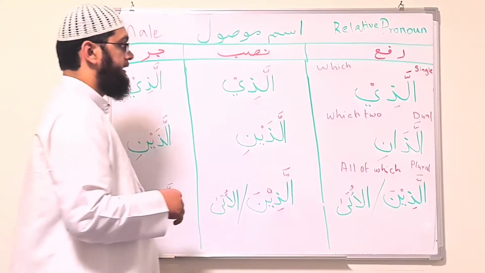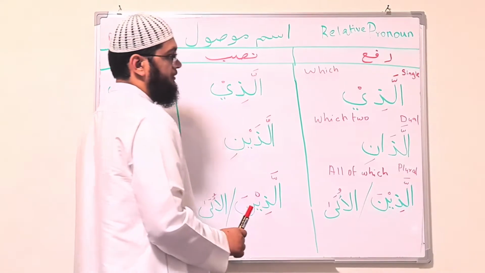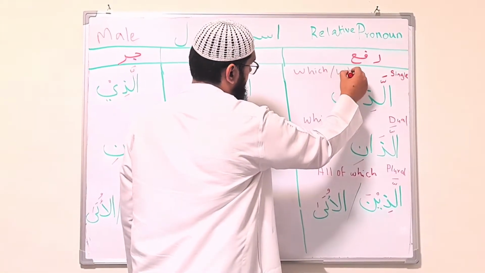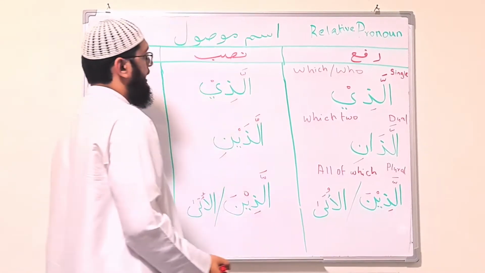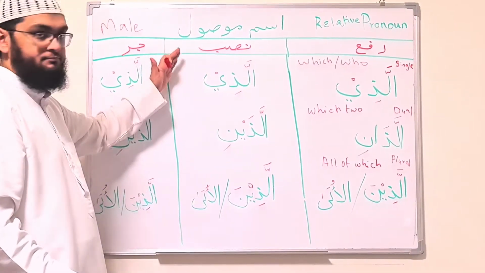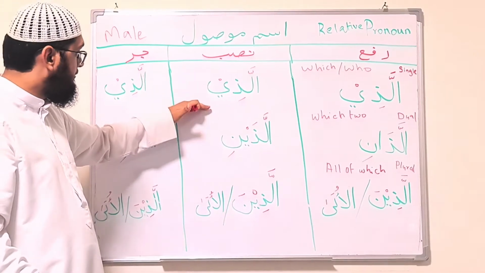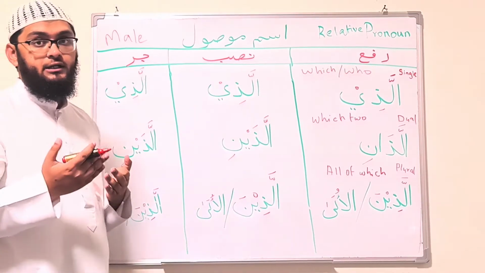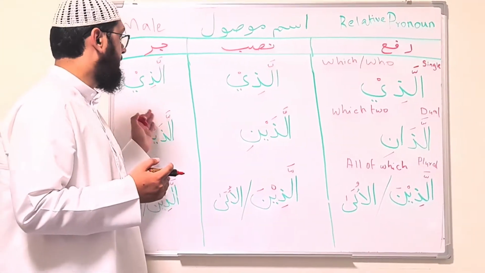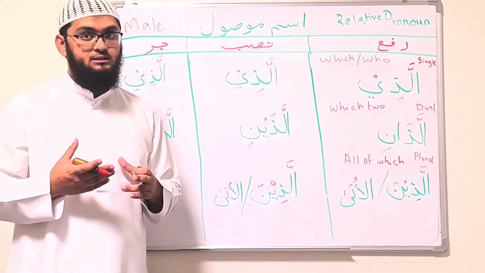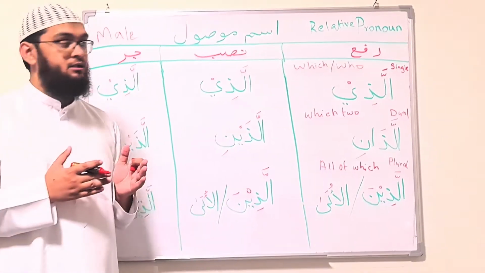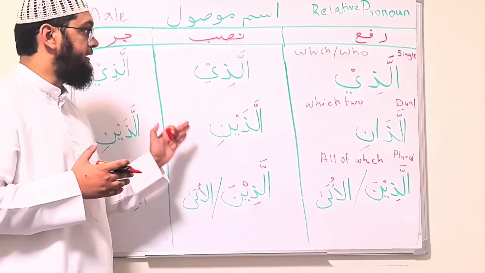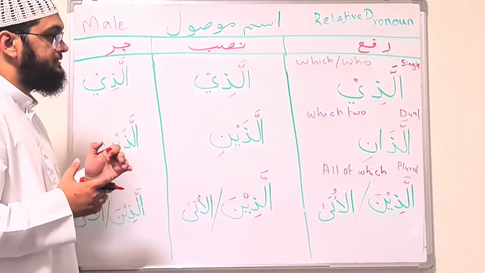Number one, in the rafa state we have alladhi, which we translate as which, or you can say who. It stays the same in the state of nasab, alladhi, and also in jar. Again, how will we recognize them? We can only recognize them through the context. By context, we will understand whether alladhi is in the rafa state, nasab state, or jar state.